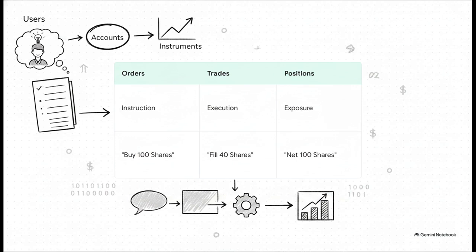An order, that's just a hopeful instruction from the customer. They're saying, hey, please buy 100 shares. A trade is the actual execution of that instruction. Maybe the market only gives you 40 shares right now and 60 shares later. And finally, the position is your updated exposure. It's the net total of what the account actually holds. Grasping how an instruction generates an execution, which then updates an exposure, is just fundamental domain knowledge.